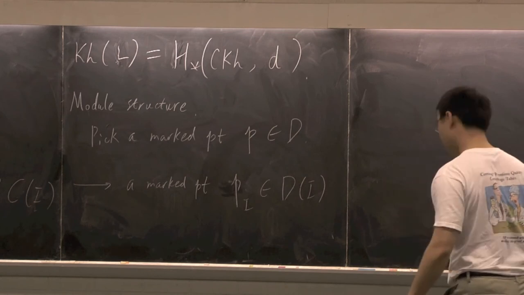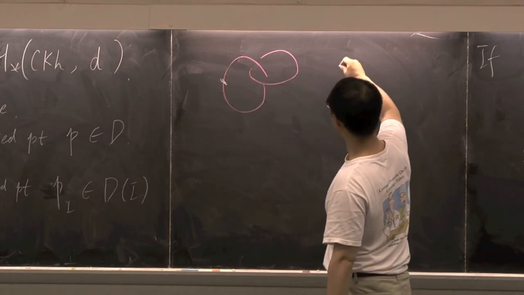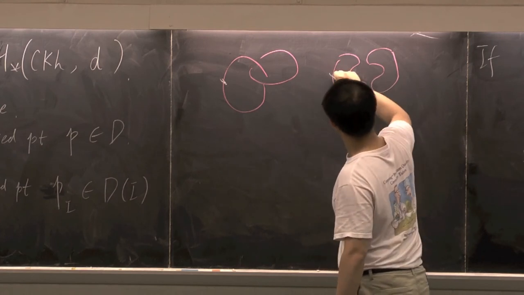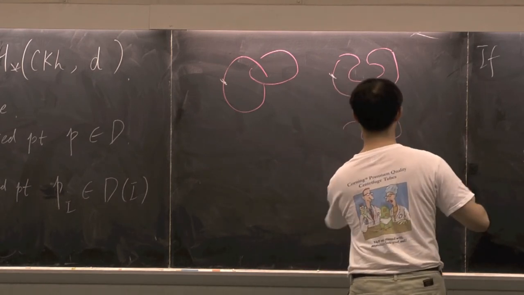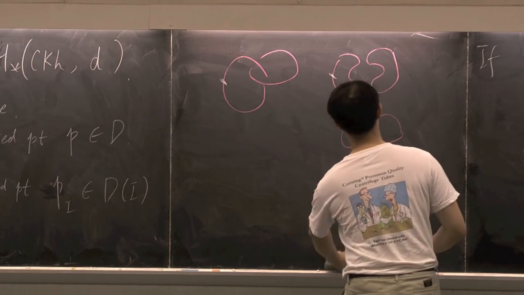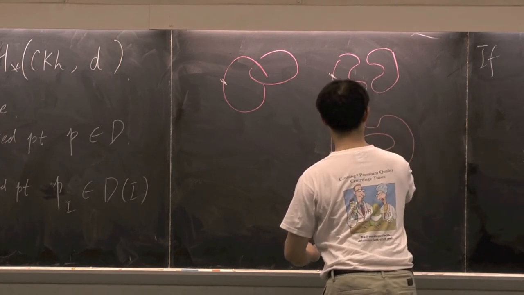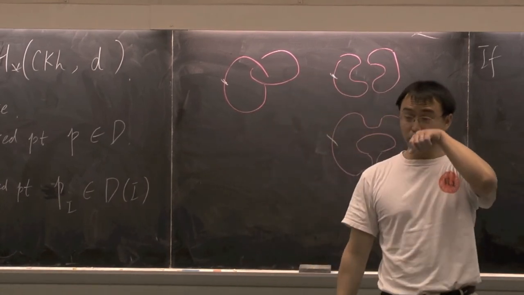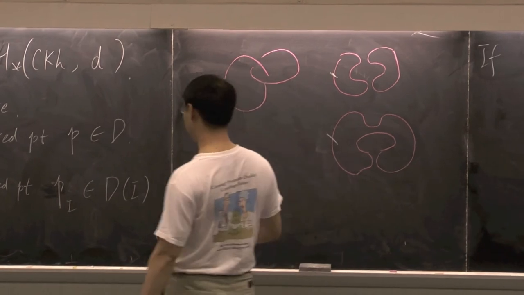So for example, suppose you pick this marked point. Then for some resolution, it will give you a marked point on one of the loops, and maybe for another complete resolution it gives you a marked point on another loop. In each resolution, it gives you a marked point on the resolution. And in particular, the marked point specifies a particular loop in this complete resolution.